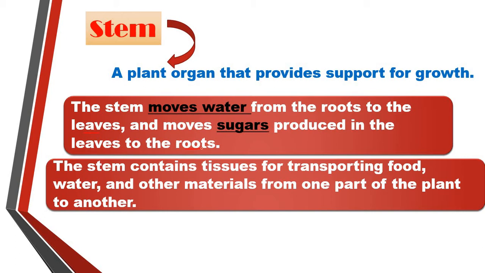So again, stem move water from roots to the leaves, and after food production, stem will transfer sugars produced by the leaves to the roots to provide it with nutrients or to store some of it. The stem contains tissues for transporting food, water, and other materials from one part of the plant to another, from the leaves to the root and from the root to the leaf.